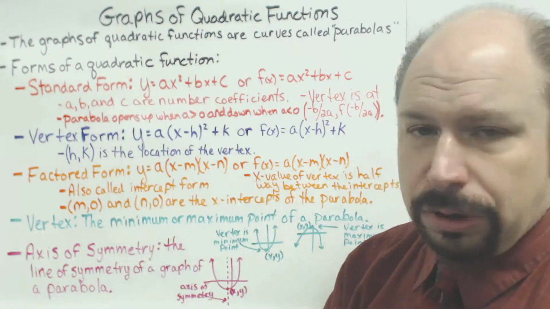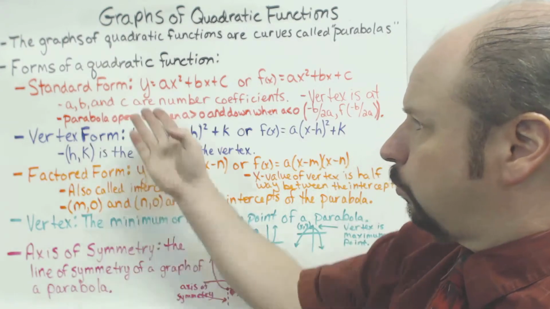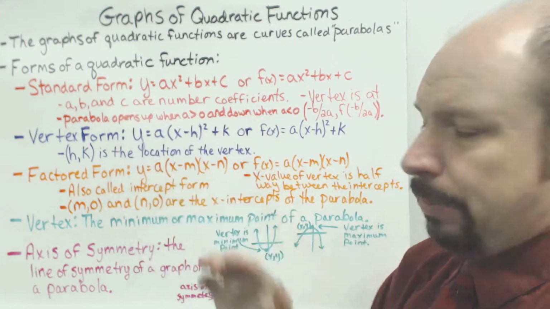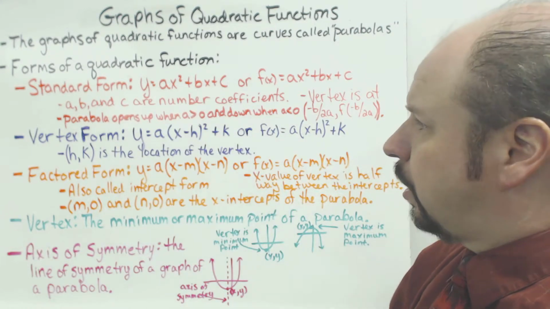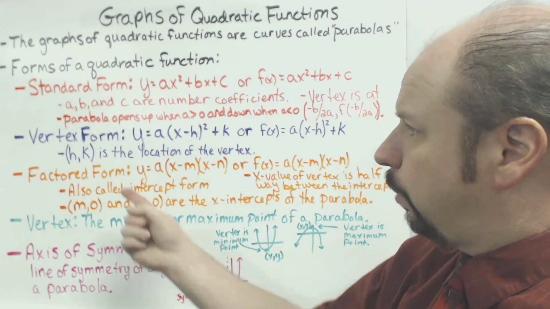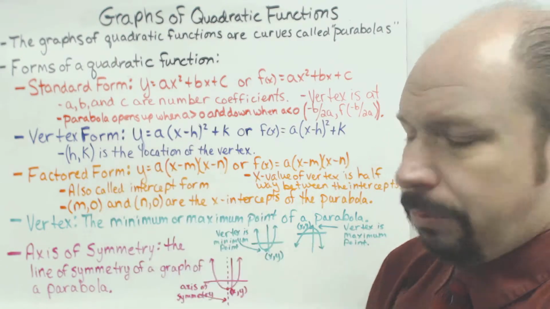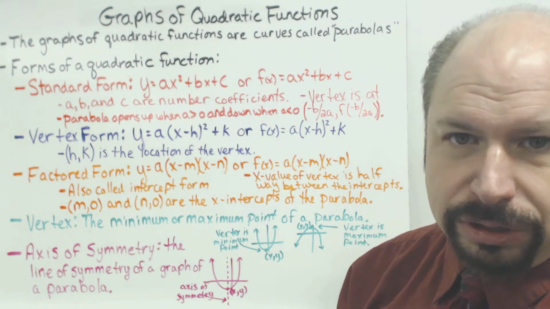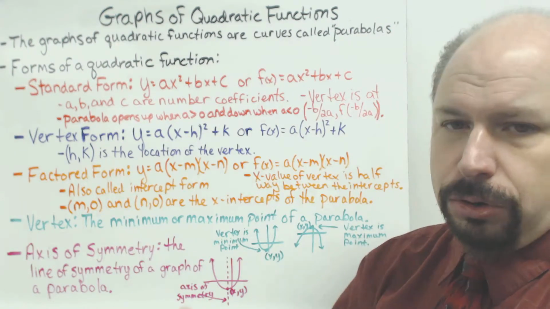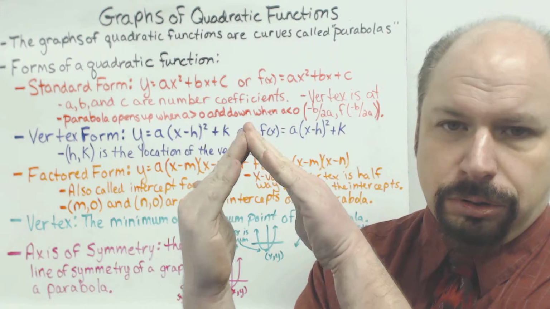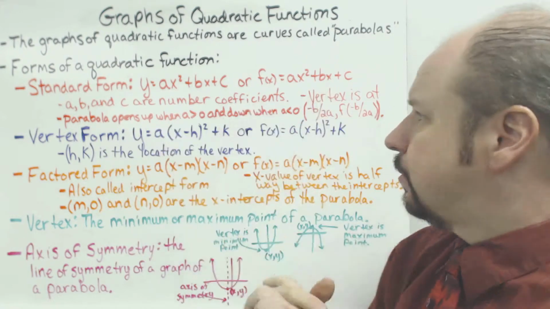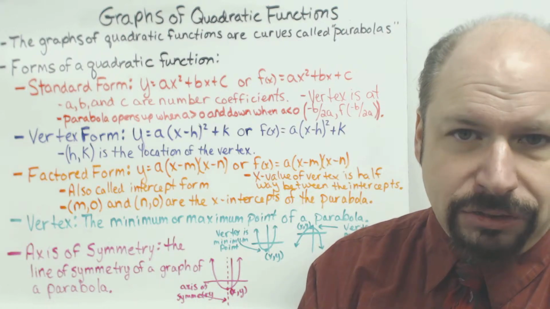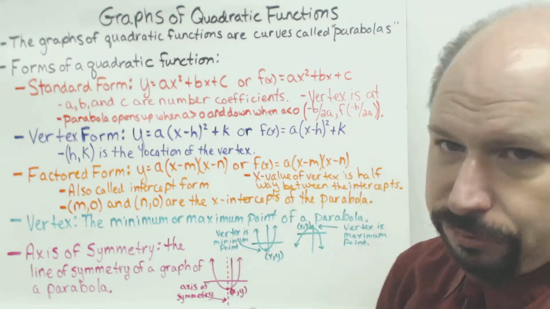The different forms of a quadratic function are, first of all, the standard form, which is y equals ax squared plus bx plus c. Remember, a, b, and c are just real number coefficients. One thing I didn't talk about yesterday, but I want to mention today, a parabola opens up if a is greater than 0, and it opens down if a is less than 0. So think about opening down versus opening up, like this.